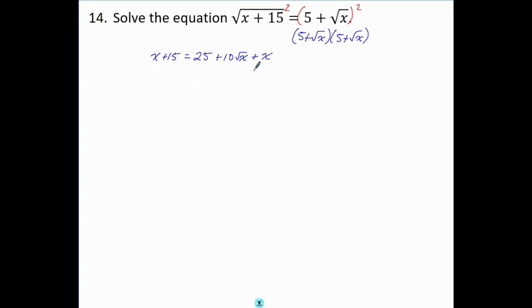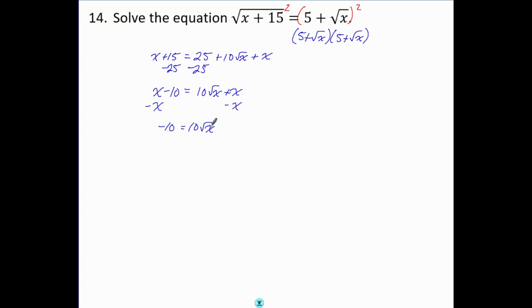So let's isolate the square root part again. Let's subtract 25 here and subtract 25 here. So we're going to get x minus 10 is equal to 10 square root of x plus x. And then let's subtract x on each side. Okay, this is nice. Those are going to cancel out, so we get negative 10 is equal to 10 square root of x.